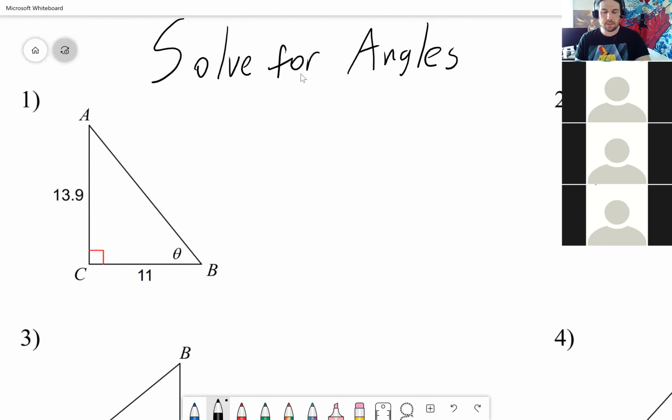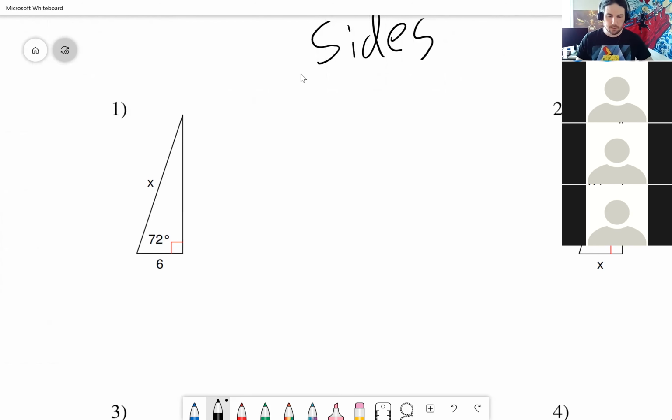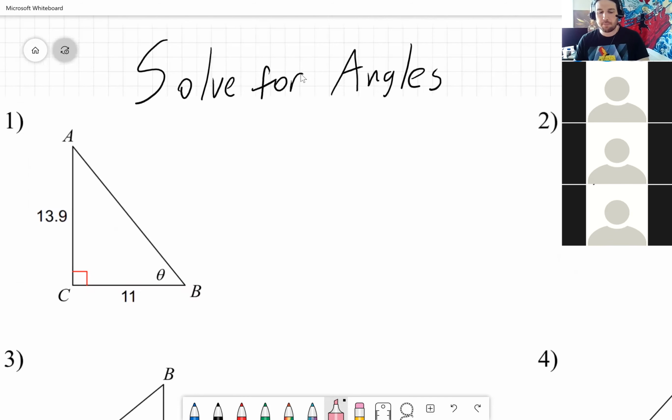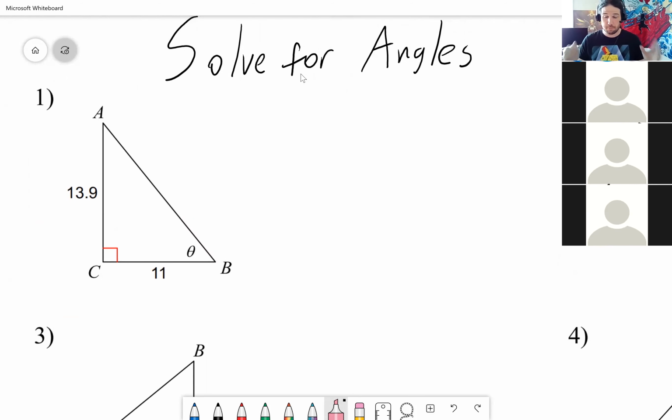So in these problems up here and the problems we've done so far, we're always looking for a side, right? And we're going to use SOHCAHTOA to find it. Finding an angle is basically the exact same thing. The only new thing I'm going to have to teach you is a new button on your calculator. That's basically it, okay?